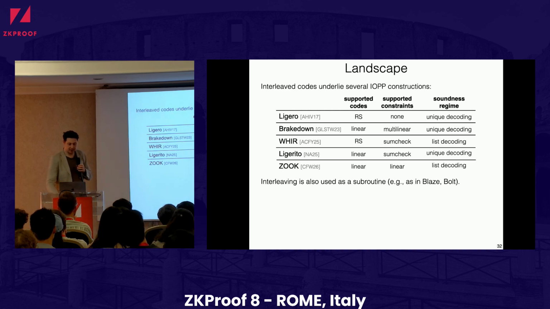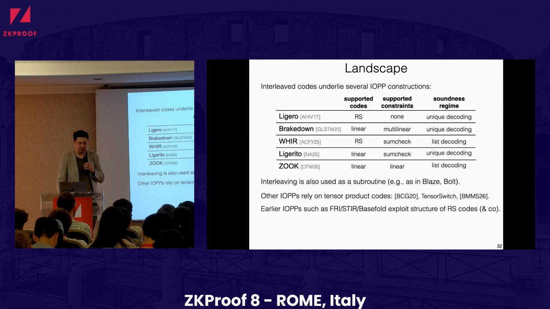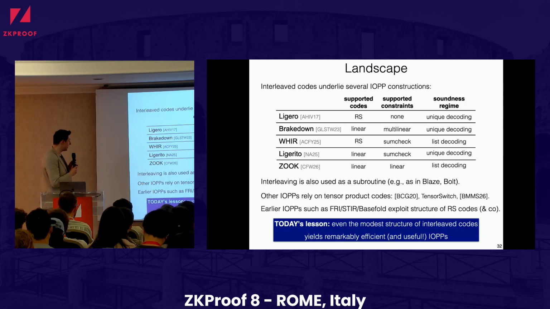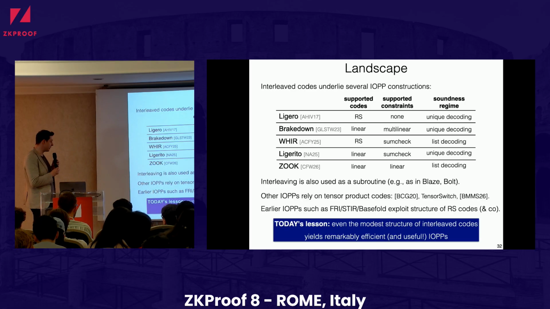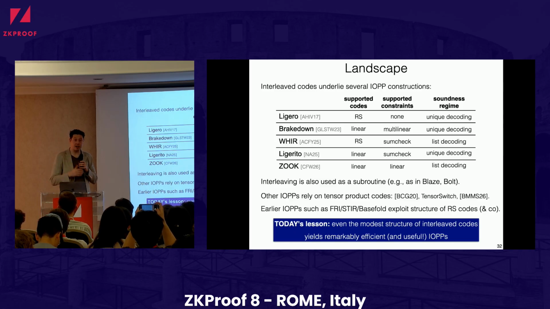You've seen other talks where interleaving can also be used as a subroutine of a bigger strategy. Tensoring can also come in. But as far as today is concerned, this talk was just about how far can we go with interleaving and linearity alone. And the takeaway is that even with the modest structure of interleaved codes, you can get remarkably efficient and useful IOPPs. Okay, I think it's an interesting takeaway. This looks not the way I was thinking about probabilistic proofs maybe 10, 15 years ago. But today, the things I described are extremely efficient and really practical.